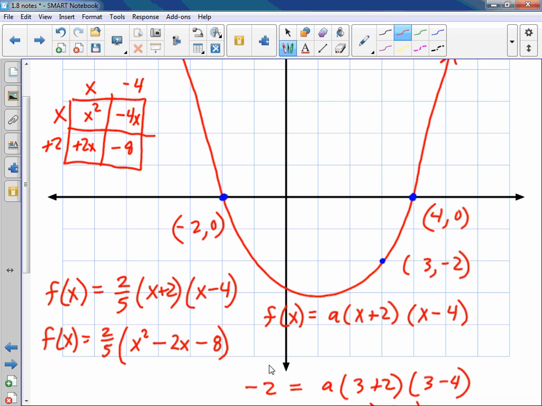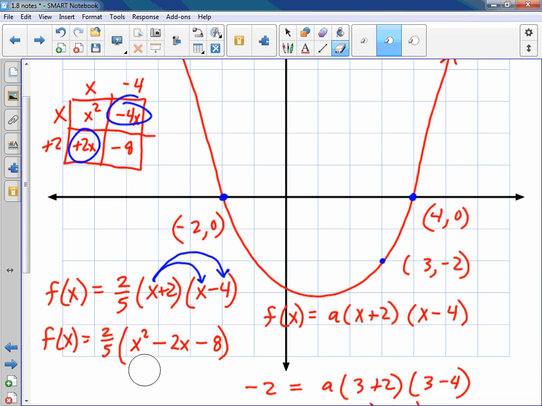And if you'd rather do it FOIL style, the old school FOIL, you can go x times x is x squared. That works. Then you can go x times negative 4 is negative 4x. That's what we had up here. And then you can go x times 2 is positive 2x. And then you can go 2 times negative 4 is negative 8. So it works there too. All right, I'm going to get rid of that.